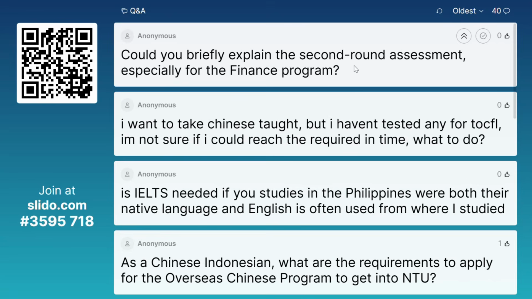Can you briefly explain the second round assessment for the finance program? I'm not sure what you mean by the second round assessment. I think that's something specific for the program. We'll have to see the requirement by the finance program. But I believe that if there is a second round, then you will get an email, and maybe more information will be given in that email, or you can just check with the departments.